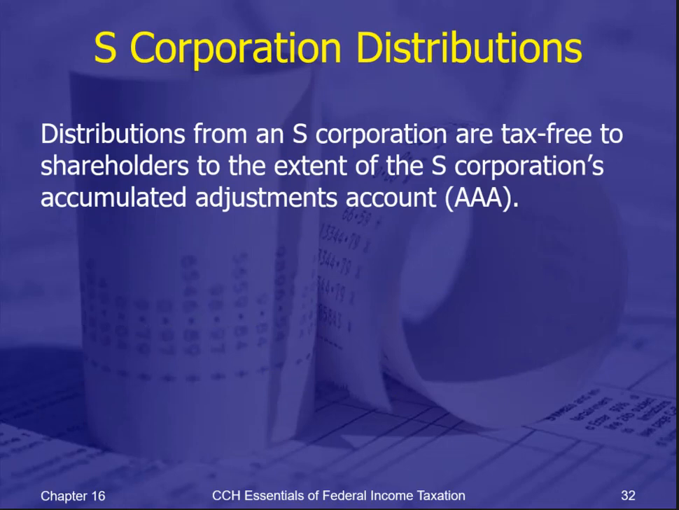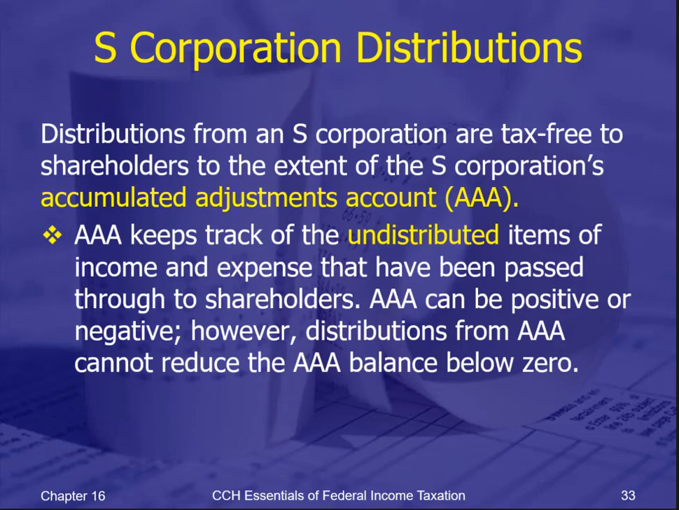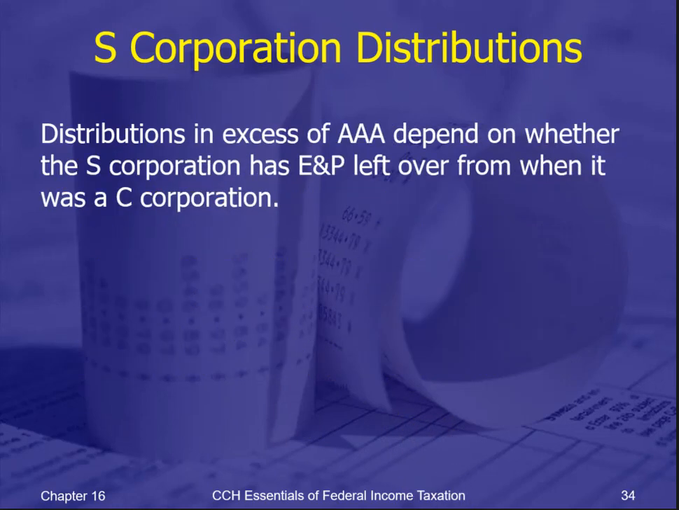Distributions are generally tax-free as long as there is AAA or retained earnings, you may say. Okay, it's a little more technical than just retained earnings, but in any undistributed items, it can be negative. However, you can't reduce it below zero from a distribution. Okay, so AAA can be negative because of losses, even though they may not be deductible, but the balance can only go to zero because of losses, not because of distributions.